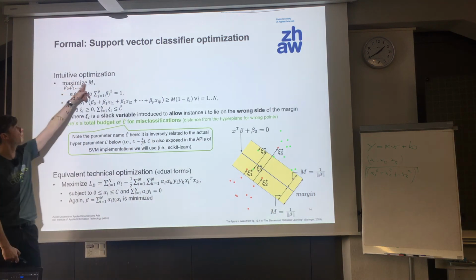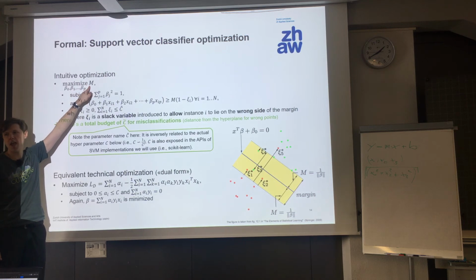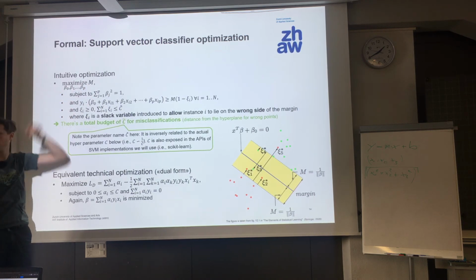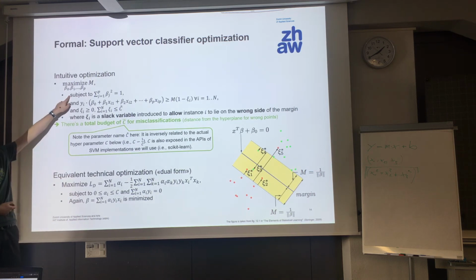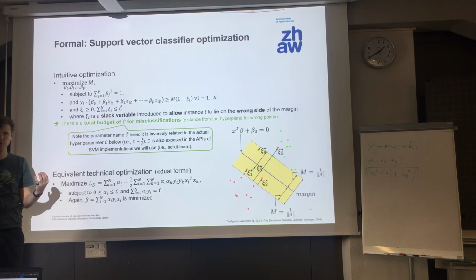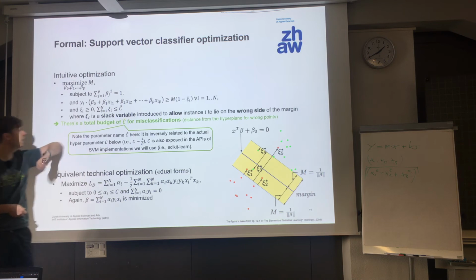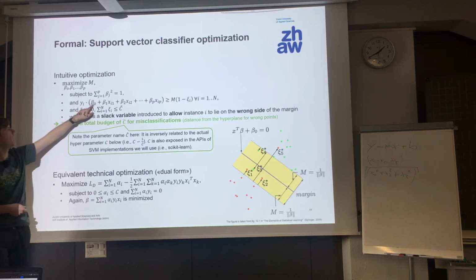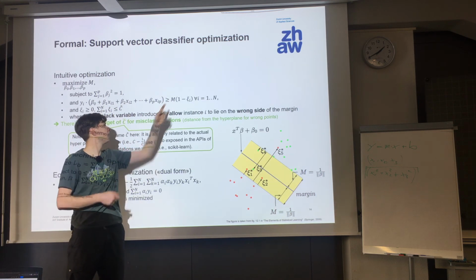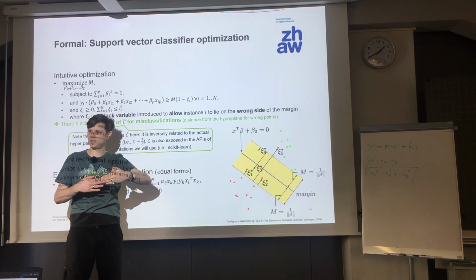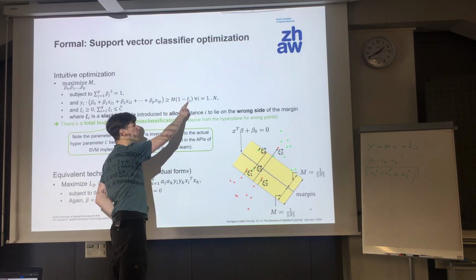We still want to maximize our margin, and we still do that by finding the optimal beta parameter vector. We still have the constraint that the size of the beta vector should be 1. We still have the constraints that all our data points should have a distance of at least m to the classification line, but we add some slack variables here.